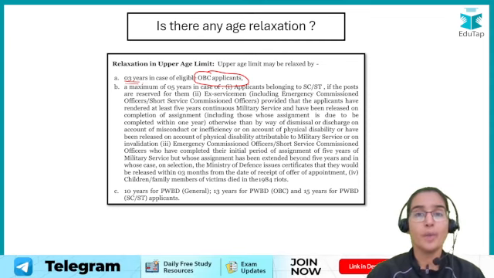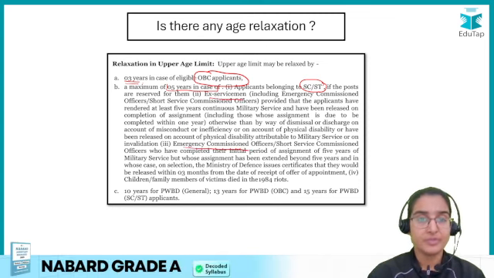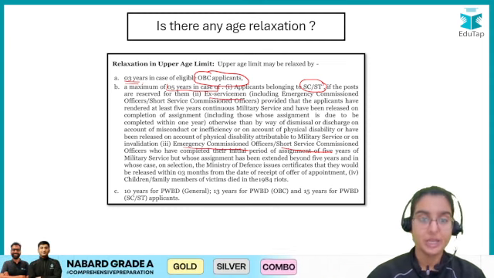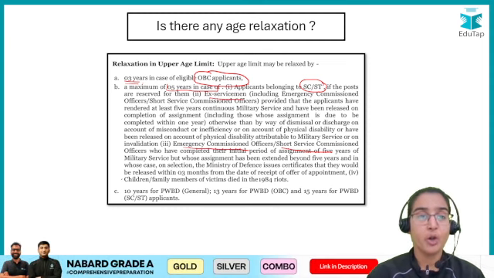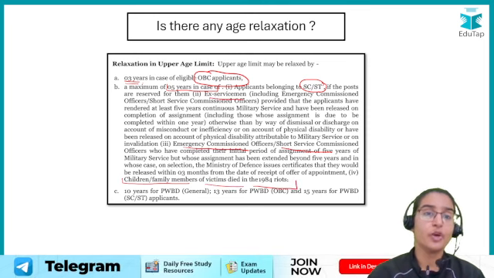Now if I talk about the SC/ST candidates, for them an age relaxation of maximum 5 years is provided. Apart from that, ex-servicemen, emergency commissioned servicemen, short service commissioned servicemen, the army personnel, they are provided 5 years of relaxation. And apart from that, children or family members of the victims who died in the 1984 riots, for them also a maximum age relaxation of 5 years is provided.